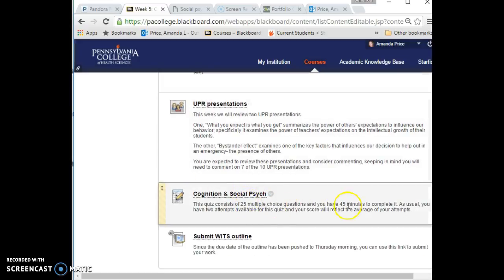We have our weekly quiz. The same basic guidelines exist, 45 minutes to complete it. You have 2 attempts that are available. This week it's just multiple choice, none of those annoying multiple answer questions, just multiple choice.